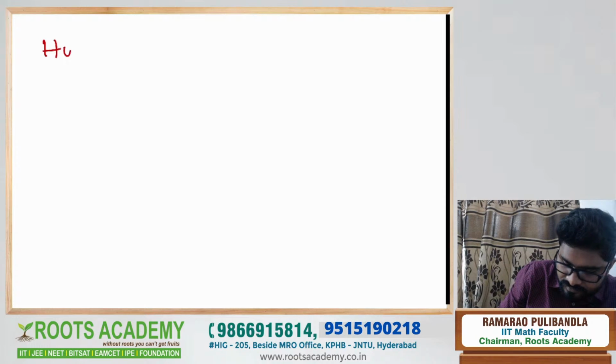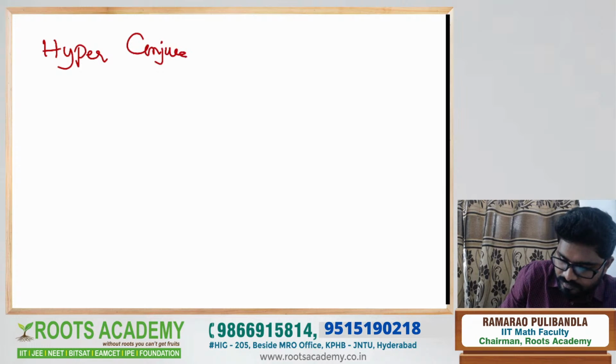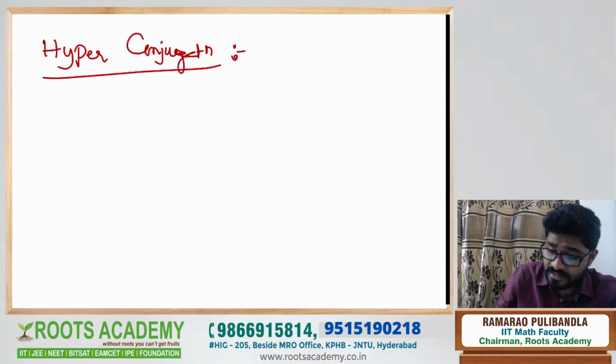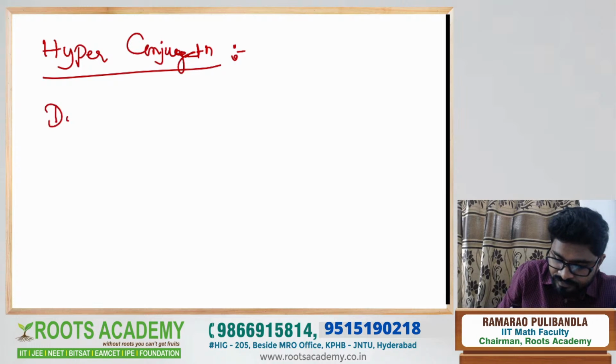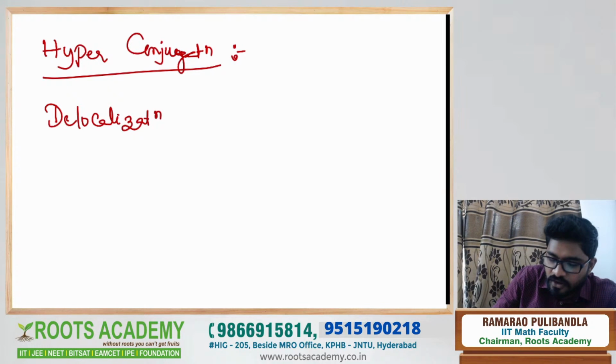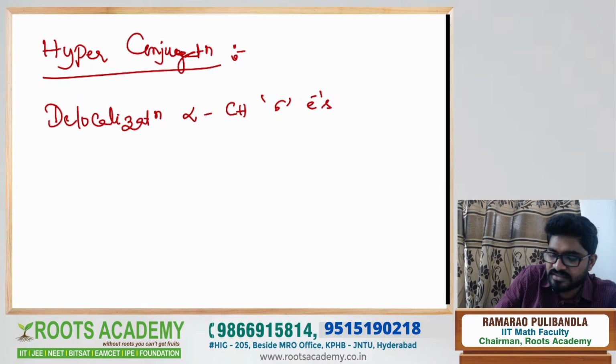Hyperconjugation. If you go for the definition, yesterday we have seen that delocalization of pi electrons is nothing but resonance. But it is the delocalization of alpha C-H sigma electrons. Delocalization of alpha C-H sigma electrons is nothing but hyperconjugation.